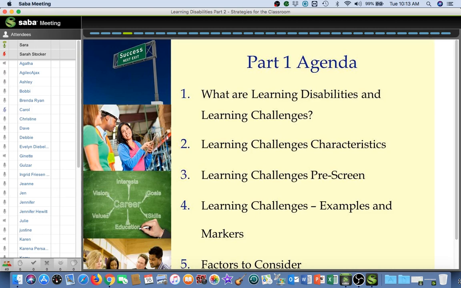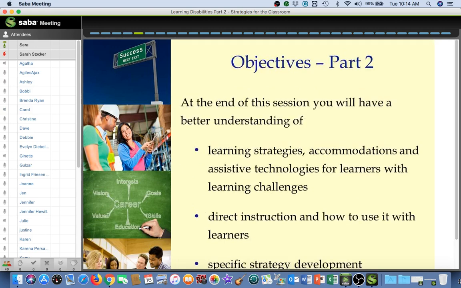So I will move on to talking about our objectives, but I will take a look at the text chat as we go so that if there are comments about session number one, then we can respond to that.